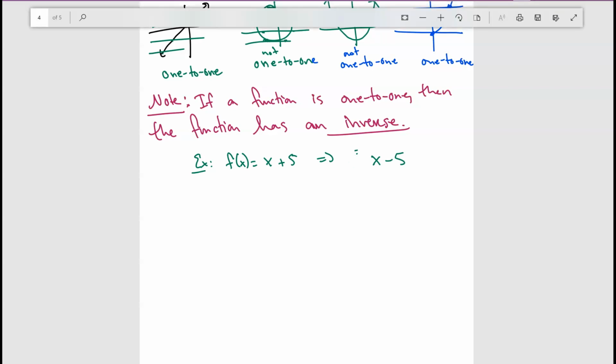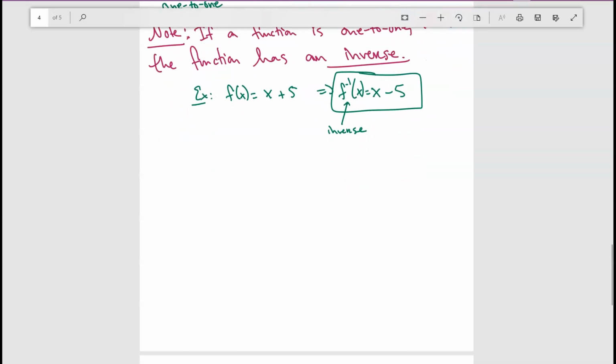f to the negative 1. And not to be confused with the negative 1 power, it just looks like that. But this thing with the negative 1 just means inverse. Okay, so that is basically the opposite. So you're undoing the function.